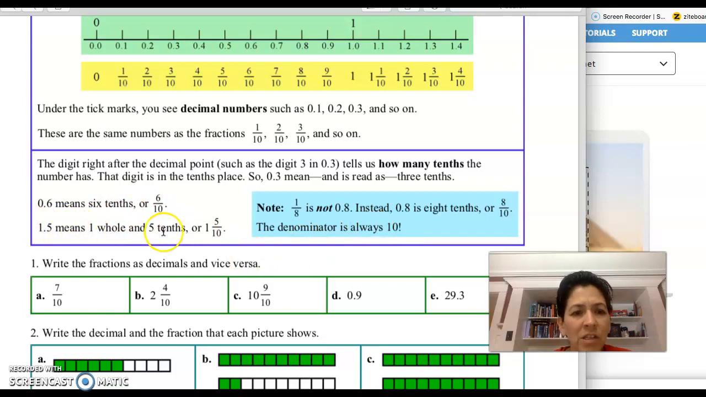Okay, getting back to our mixed numbers, remember when we talked about 1 and 5/10? Okay, you can write that as a decimal as well. What you're going to do is you're going to stick that 1 to the left of the decimal point. Okay, 1.5 is 1 and 5/10. Okay, so hopefully that makes sense.